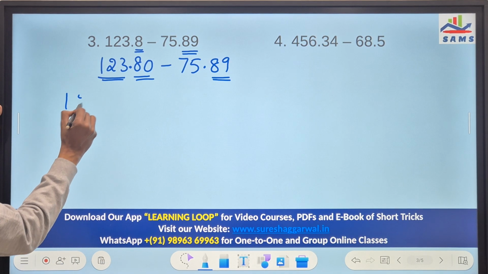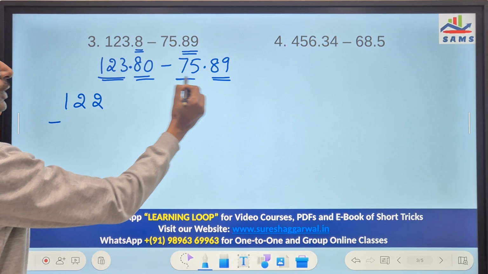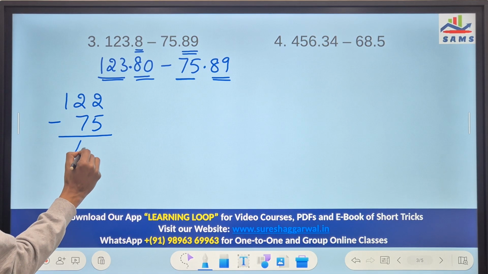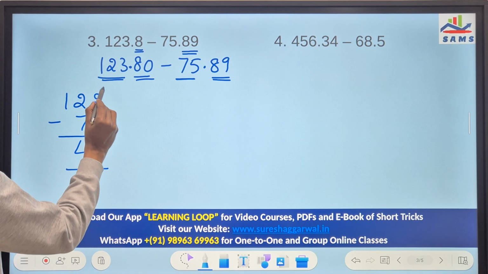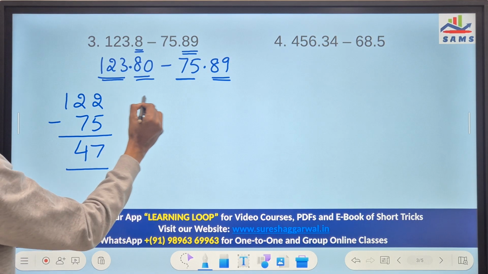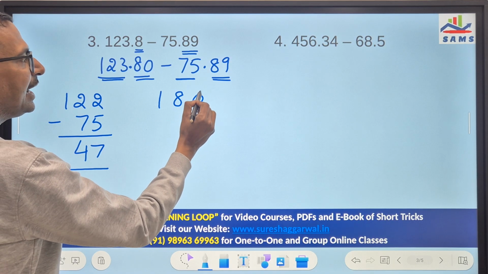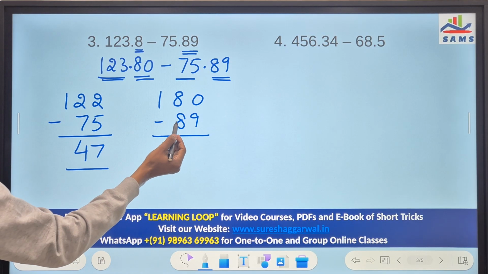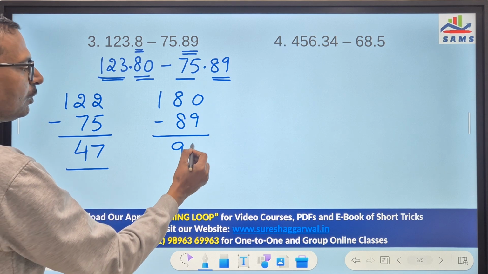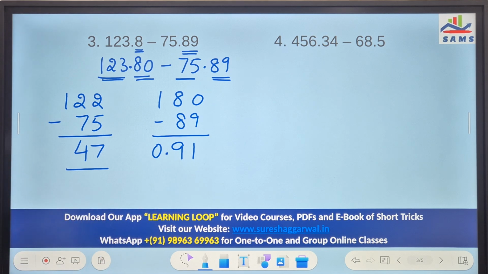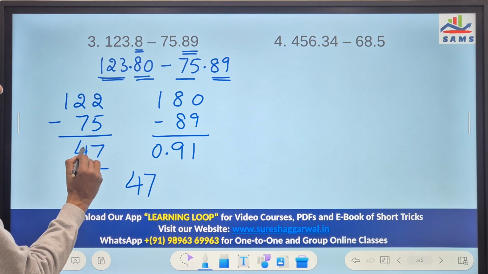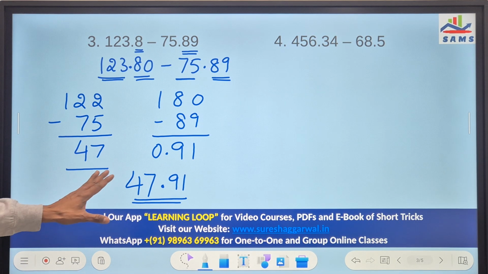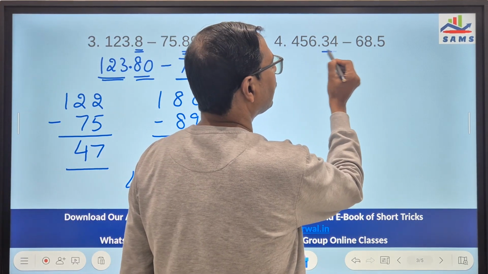Reduce this by 122. Subtract this whole number part 75 from this, which will give me 25 plus 22, 47. And remaining thing, because I wrote this as 122, so 1.80 or simply 180 and 0.89 means 89, just subtract them, you will get a two-digit number, which is 80 plus 11, 91. So 0.91. And your answer for the question will be 47 here and 0.91 here, which is the correct answer for the question.